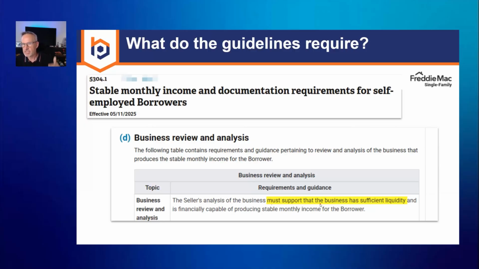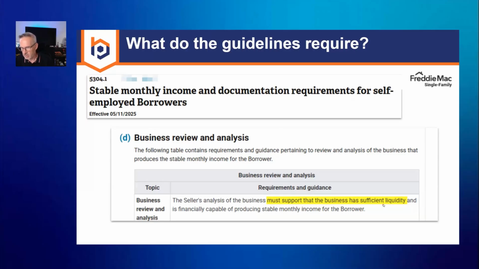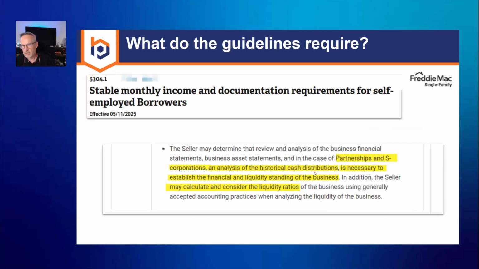Number 1, financial stability and ability to pay their bills, right? That's what the liquidity testing is. Scroll down a little further and it says, okay, I cut these up, but they're on the same page. If you just scroll down on Freddie Mac, it would show up and it says, okay, if you want to use partnerships and S corporations, you should analyze the cash distributions as one way, right, to establish the financial liquidity and standing of the business. What does it say here? Sufficient liquidity. You can establish it using distributions, or in addition, you can use liquidity ratios. So they give you a couple of different ways, but they don't give you an option of not doing this.